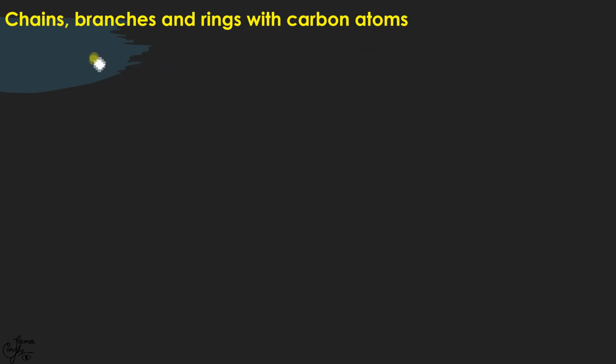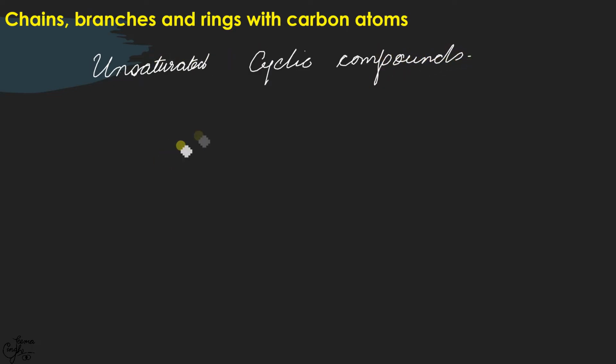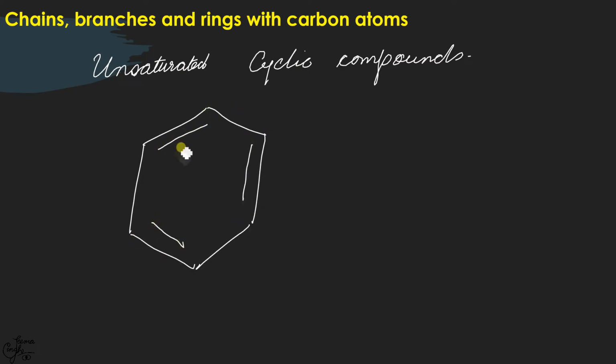Now we can also have unsaturated cyclic compounds. The details are not too much in your course. You only need to remember, say, a structure, a hexagon. These have alternate double bonds. That means here you have a double bond, then a single bond, then a double bond, single bond, double bond, single bond. So you have alternate double and single bonds. Fine.